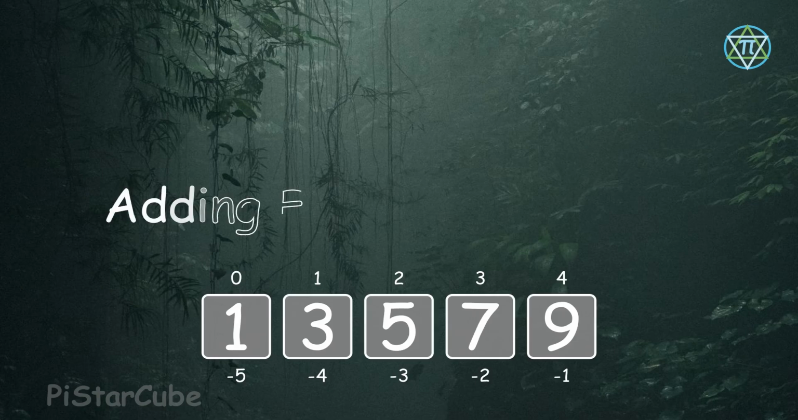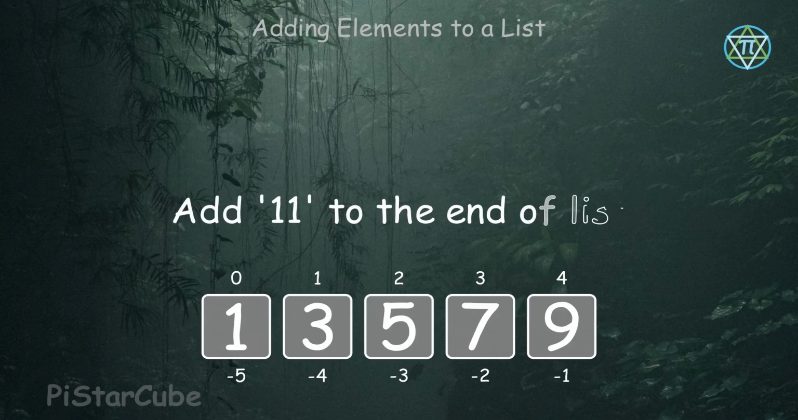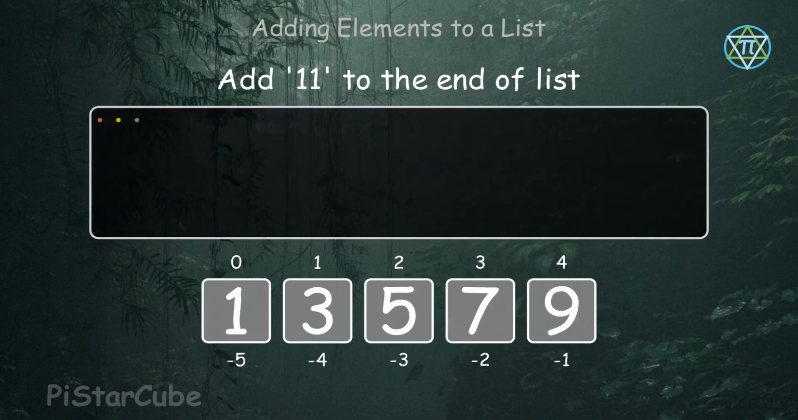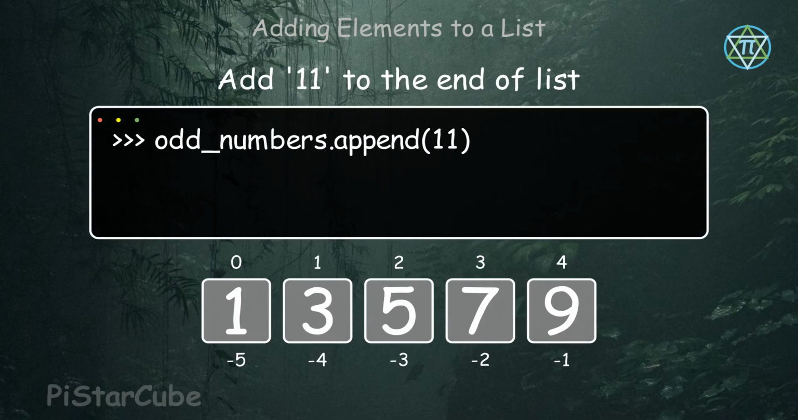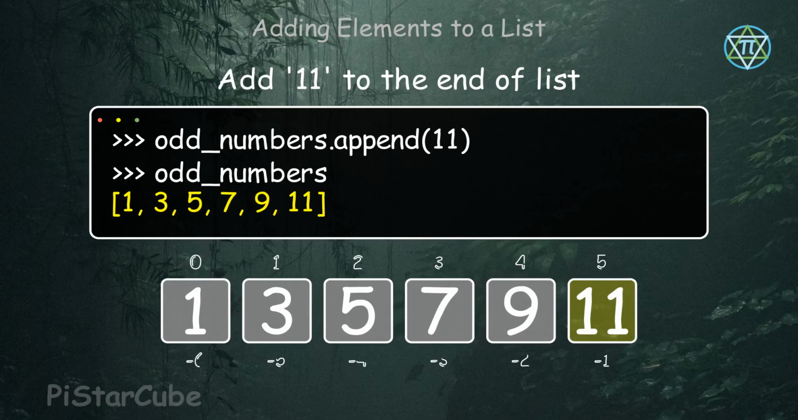Now let's explore how to add elements to a list. To add 11 at the end of the list, we use the append method. odd_numbers.append(11). This adds the new element to the end of the list. Now the list becomes 1, 3, 5, 7, 9 and 11.